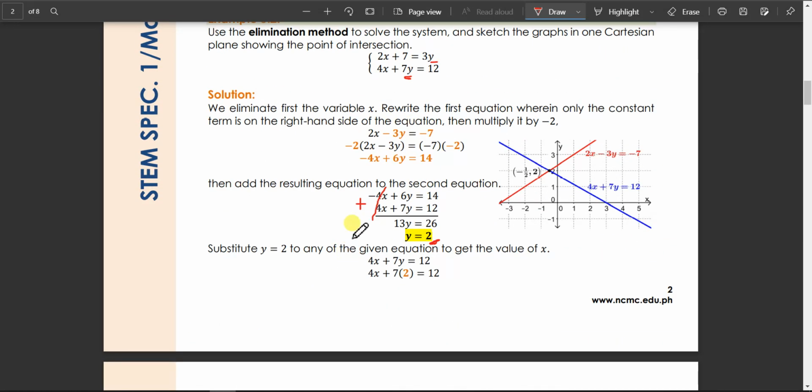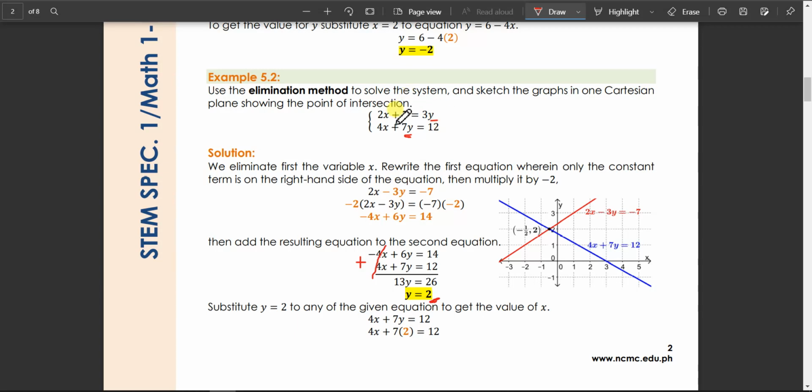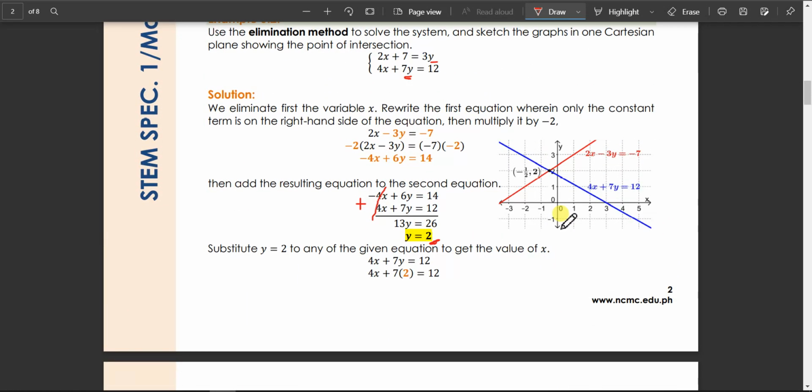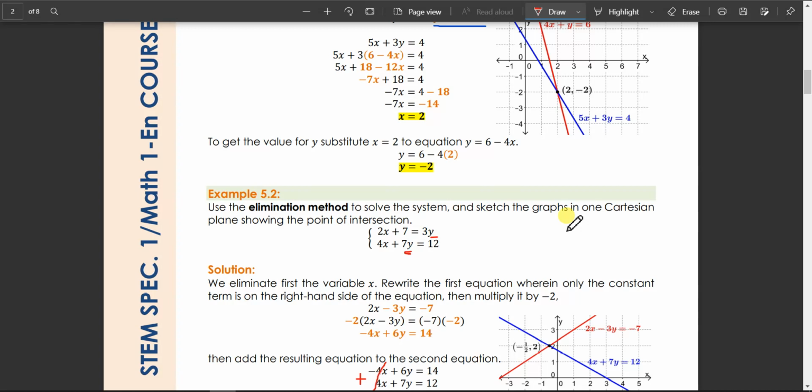When you plot or graph those two equations, this will be the result, and they will intersect exactly at x equals negative 1 half and y equals positive 2. Okay, that is the elimination method.